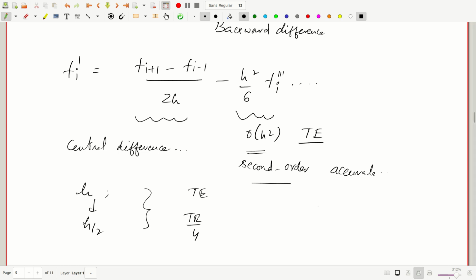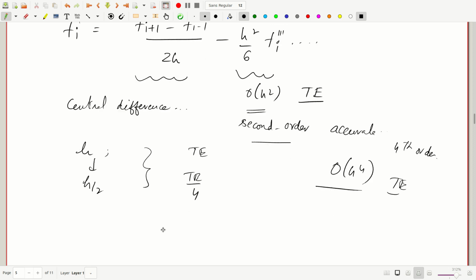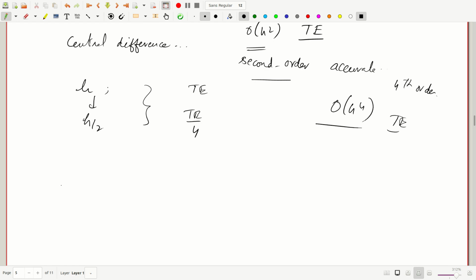For example, if you had a scheme with order h to the 4 truncation, that means a fourth order accurate scheme, then if you halve your mesh, your truncation error would go down by 1/16th. That is the power of higher order accurate schemes, wherein the truncation error, which is the error involved when you compute the derivatives, goes smaller and smaller as you keep refining your mesh size. So the higher order accurate schemes are nice. By manipulating f_{i+1}, f_{i-1}, and by including other terms like f_{i+2}, f_{i-2} and so on, you can come up with several higher order schemes.